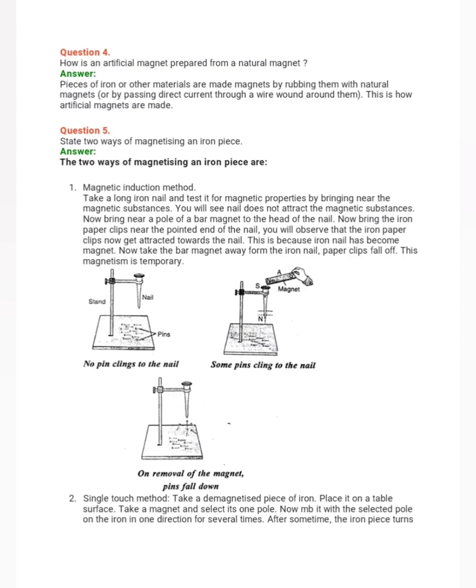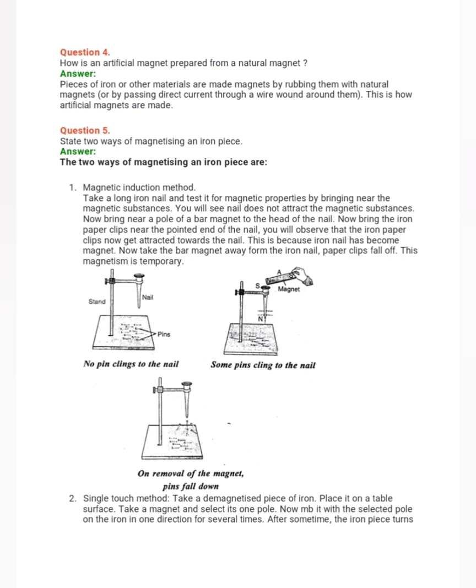Children, the diagrams are also very important, so you have to practice these diagrams and make them with the use of a pencil and a scale. Question 5. State 2 ways of magnetizing an iron piece. Answer. The 2 ways of magnetizing an iron piece are: 1. Magnetic induction method. Take a long iron nail and test it for magnetic properties by bringing it near magnetic substances.